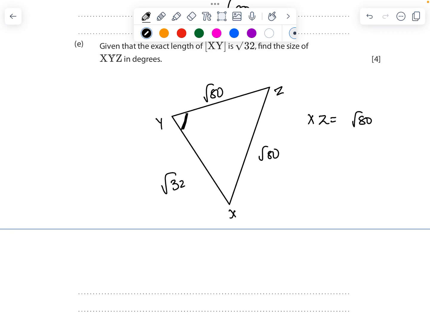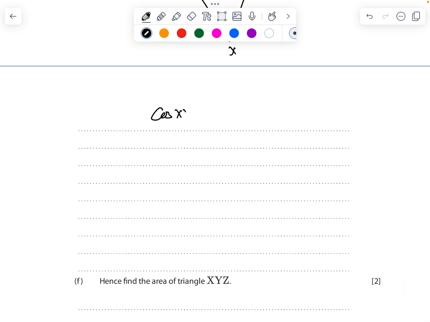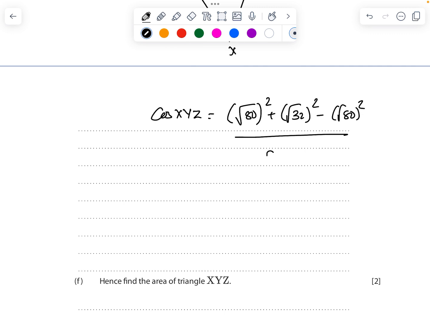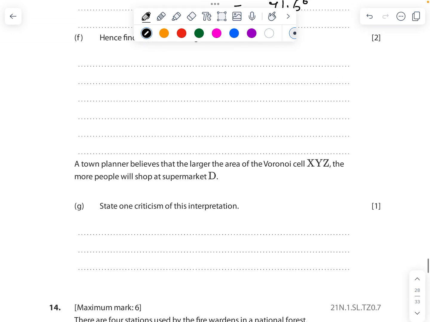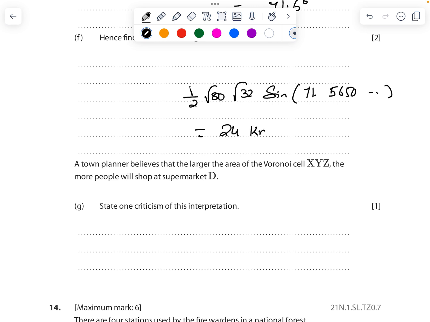So I'm going to find this particular angle. So cos XYZ equals (square root 80 squared plus square root 32 squared minus square root 80 squared) divided by 2 times square root of 80 times square root of 32. Then XYZ equals cos inverse of this entire thing. You should be getting 71.6 degrees. Hence find the area of the triangle. Half times square root 80 times square root 32 times sine of 71.6. Take the full calculator display. You should be getting 24 kilometers squared.